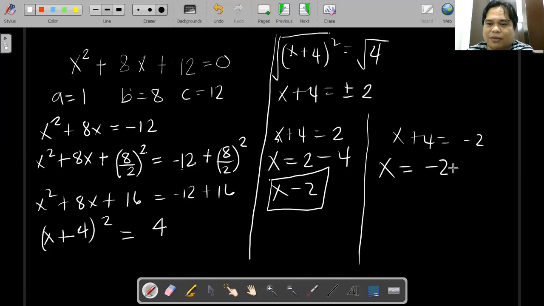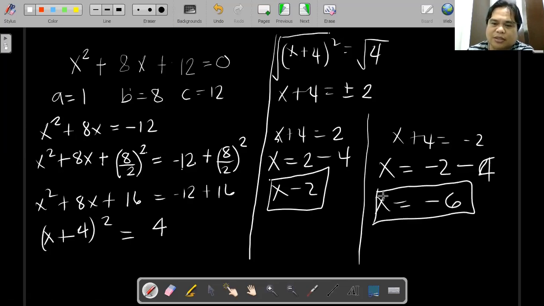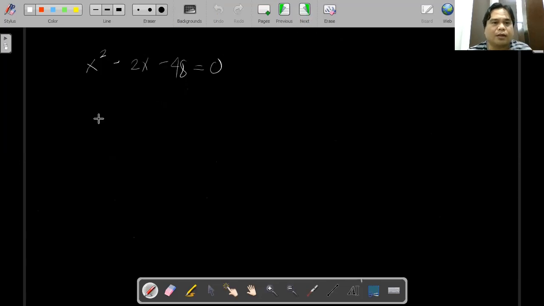All we have left now is this. 4, when you transpose it to the other side, that becomes minus 4. So negative 2 minus 4, that's negative 6. So those are the two values of x in this particular example. Let's move on to the next example. The next one.